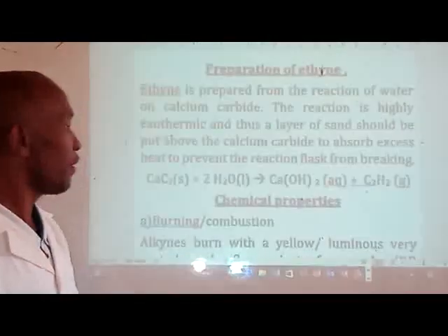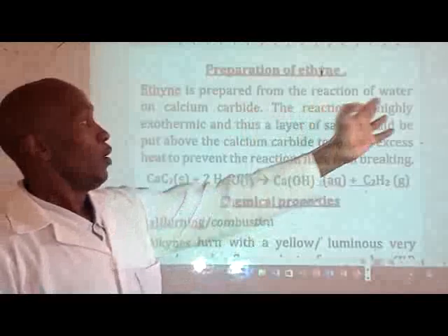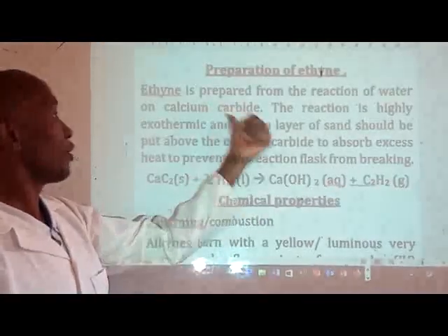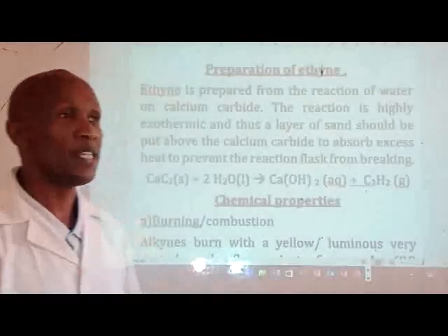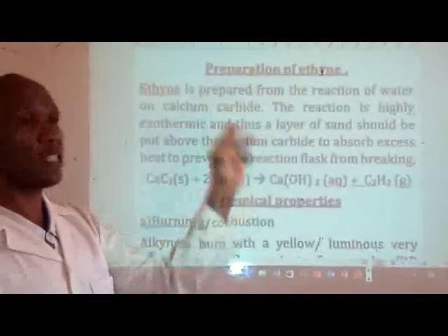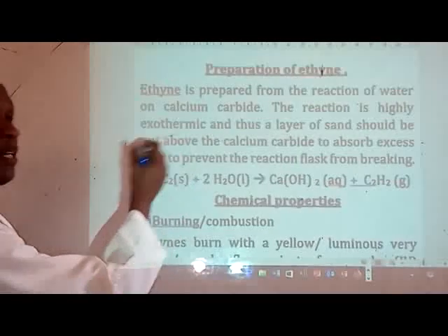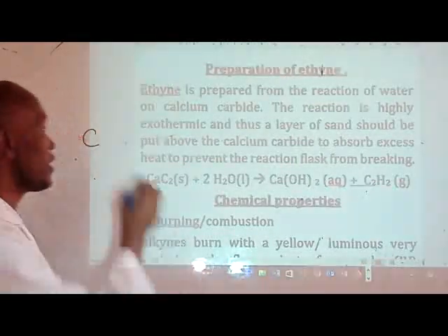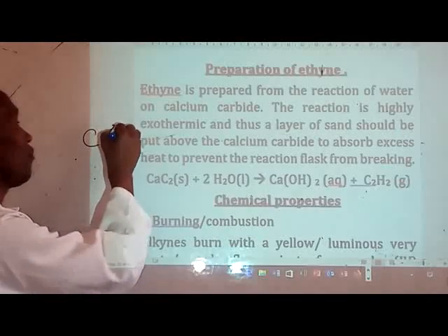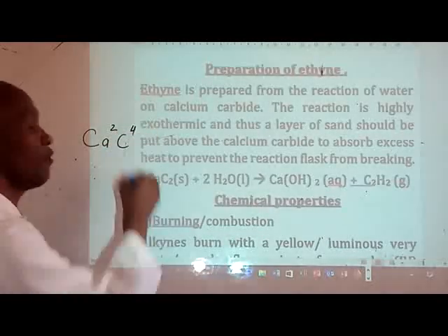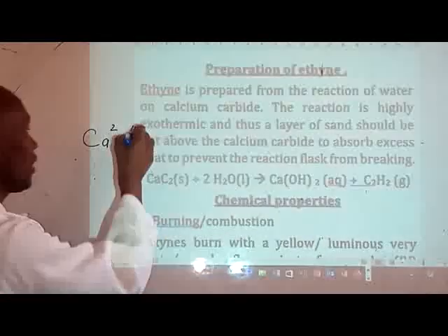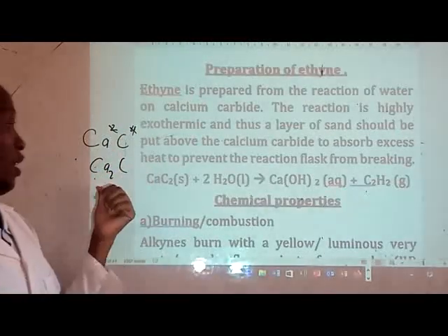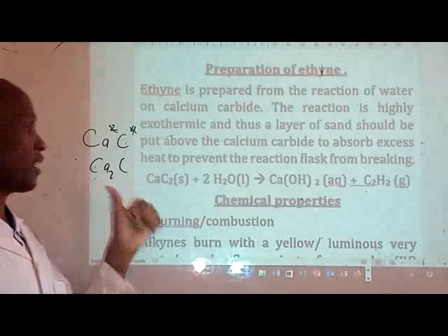The preparation of the alkynes, at this level, we shall only learn the preparation of one alkyne, and that is ethyne. It is prepared from calcium carbide. Now if you were to write the expected formula of calcium carbide, it should be calcium valency 2, carbon valency 4. So you cancel, so it's supposed to be written like that. That is what we expect to be the formula of calcium carbide.